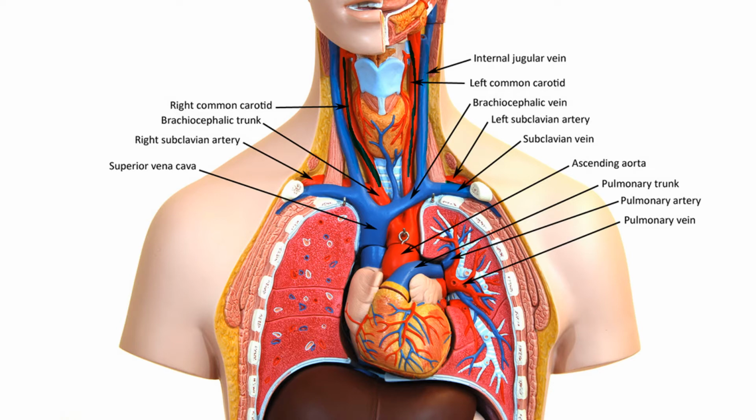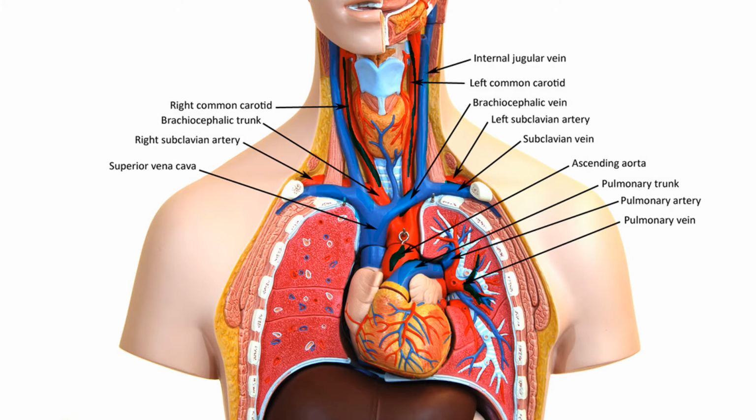Here is the left subclavian vein, right subclavian vein. They join with the internal jugular veins to form the left and right brachiocephalic veins, which in turn converge to form the superior vena cava, which dumps into the right atrium. Here we see the beginnings of the aortic arch, and here we see the pulmonary trunk leading to pulmonary arteries out here.